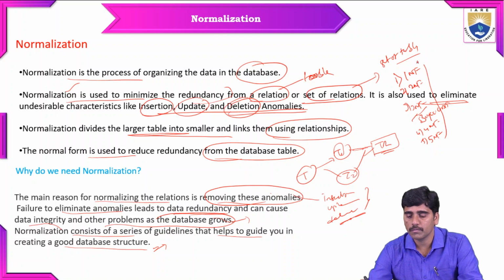So first normal form contains only unique values or single values. There is no atomicity problem. And the second normal form contains what? All the attributes having fully functional dependency. Third normal form having fully transitive dependency.